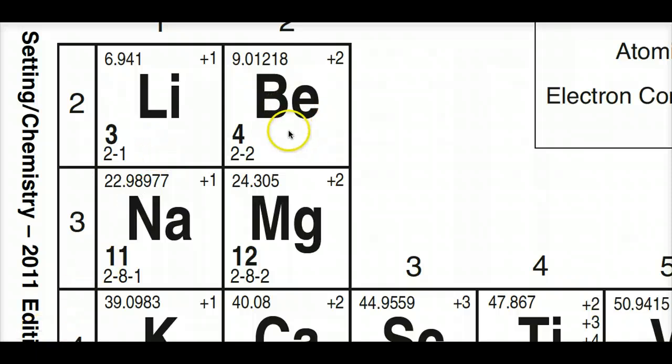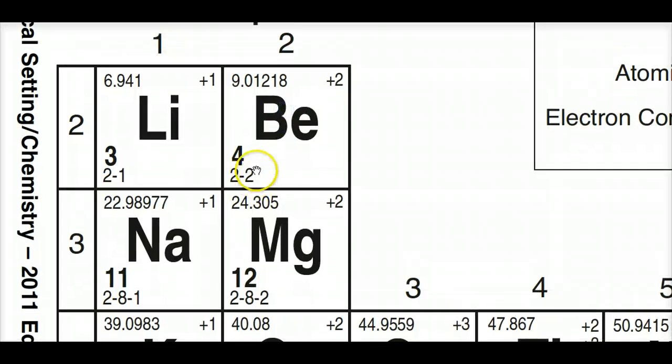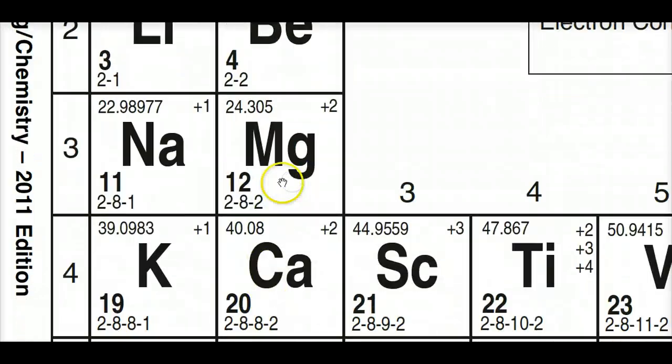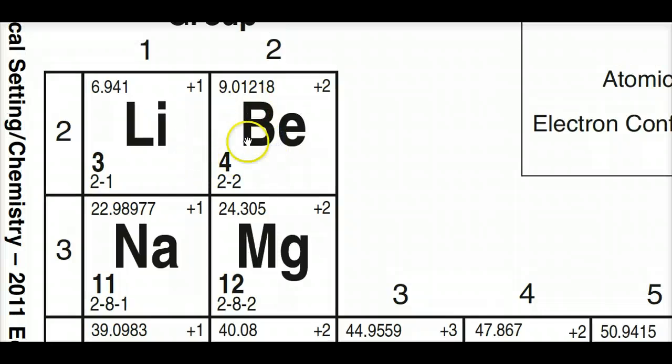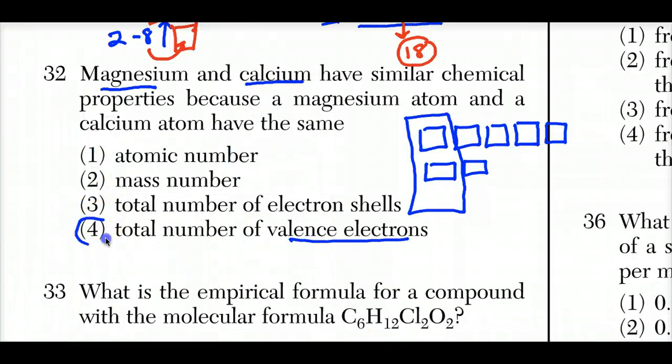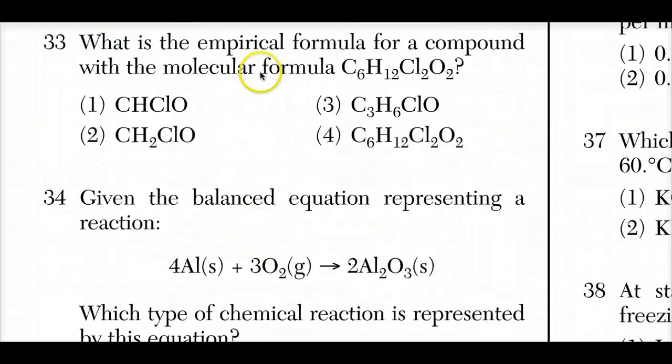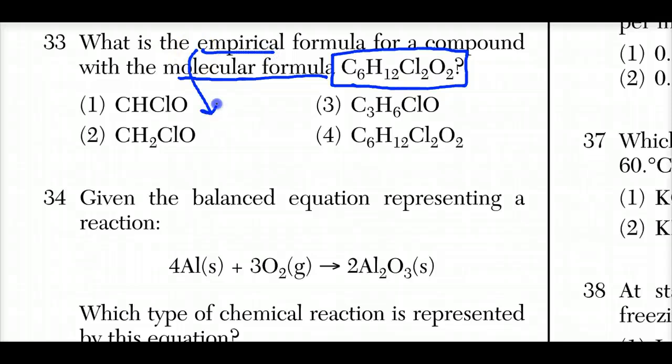The same also goes for group 2 elements. 2 electrons, so forth and so on. So again, the reasoning behind that, same valence electrons is a core concept, same chemical properties. There's similar chemical properties. 32 is 4. Number 33. What is the empirical formula for a compound with the molecular formula? Now, a molecular formula is how a molecule actually exists in nature, whatever structure it has. An empirical formula, you should know, is the lowest ratio.